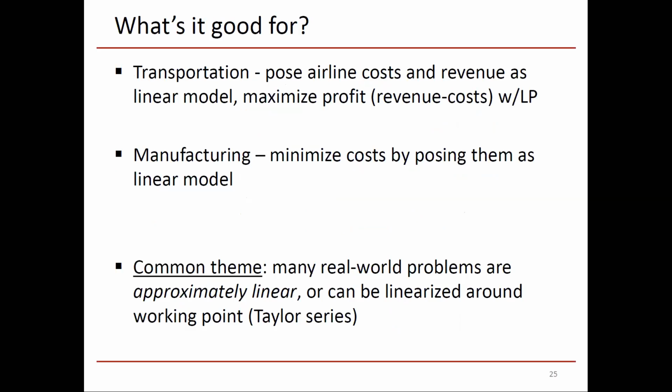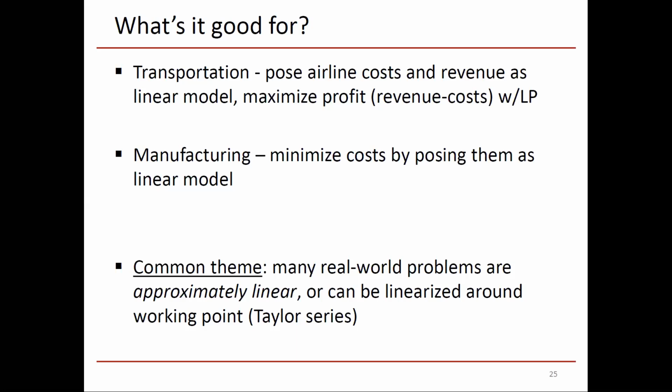Now, as we know, things are rarely exactly linear in the real world, but often things are approximately linear. So now the airline is going to be maximizing the profit, which means revenue minus cost, using a linear program. And if the linear model isn't exact, but if it's reasonable, the answer will be reasonable, because solving a nonlinear problem is probably very difficult. A second problem involves manufacturing. We're going to minimize costs and/or maximize revenues by posing them in a linear form.